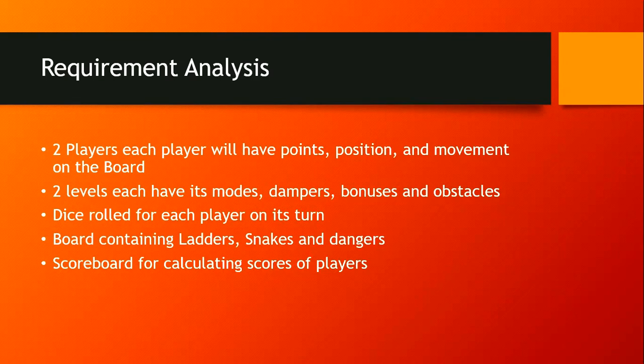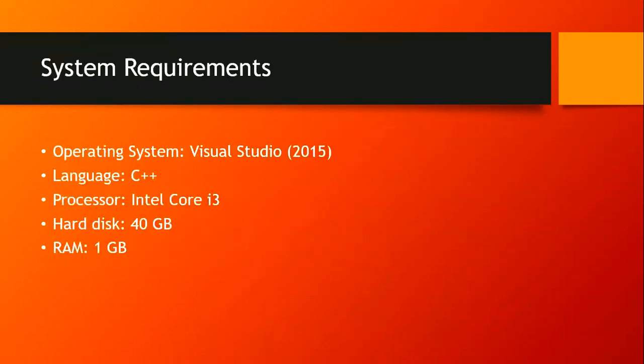2 levels. Each level has its mode, dampers, bonuses, and obstacles. A dice roll for each player on their turn. A board containing ladders, snakes, and dangers. A scoreboard for calculating the scores of players.